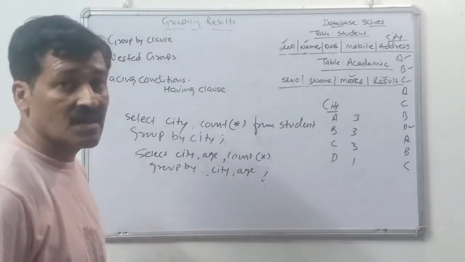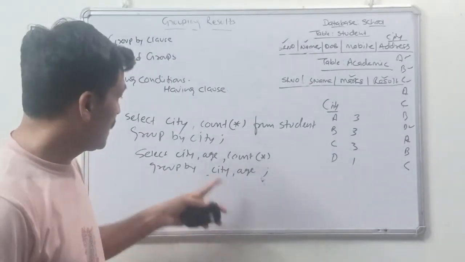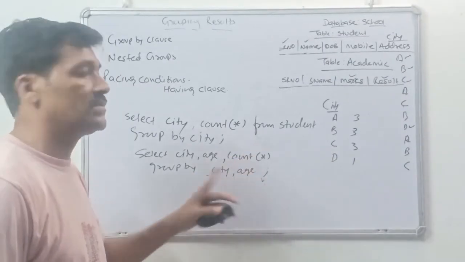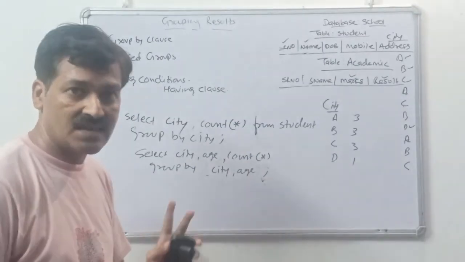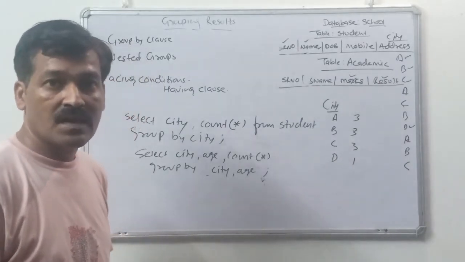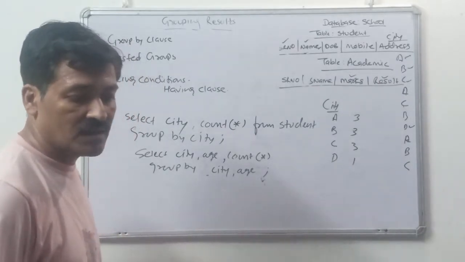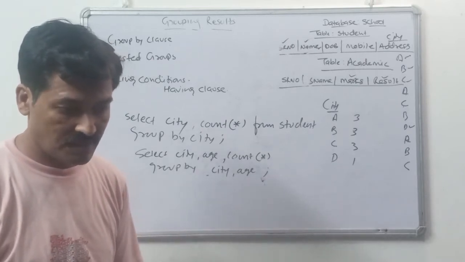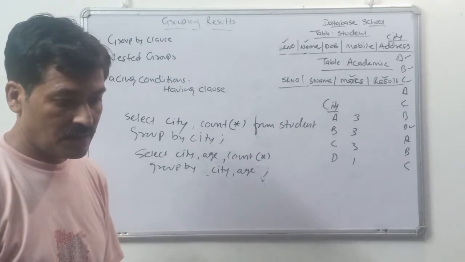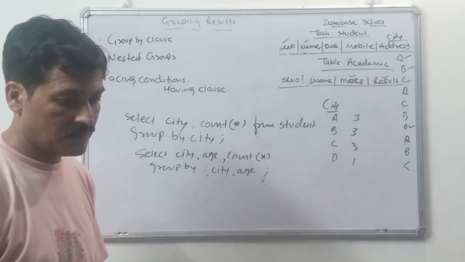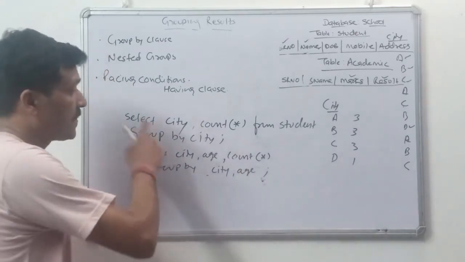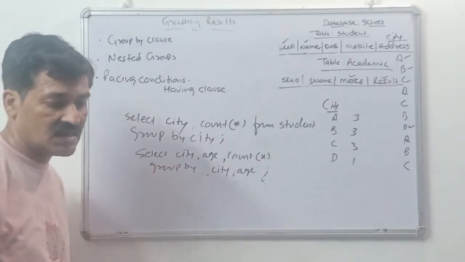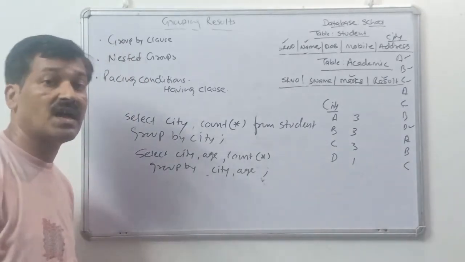Group by city or age. Now 2 groups will be created: city and its count, age and its count. Right? 2 groups will be created for you, the group of city and the group of age. Right? Using multiple columns. Third one is placing conditions using having clause.